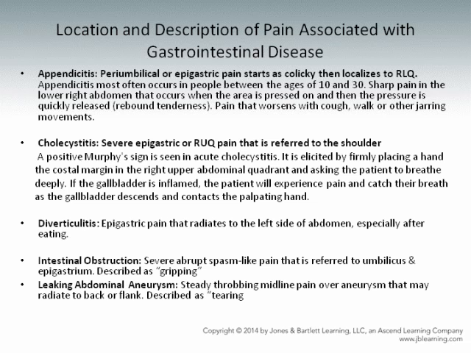Cholecystitis is a severe epigastric or right upper quadrant pain that can be referred to the shoulder. A positive Murphy sign is seen in acute cholecystitis. It's elicited by firmly placing a hand at the costal margin of the right upper abdominal quadrant and asking the patient to breathe in deeply.